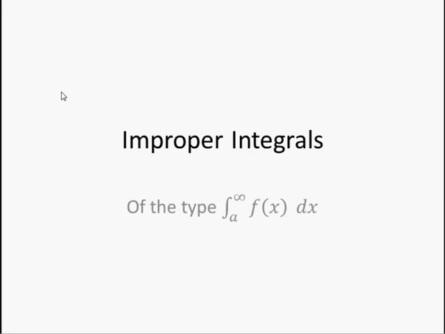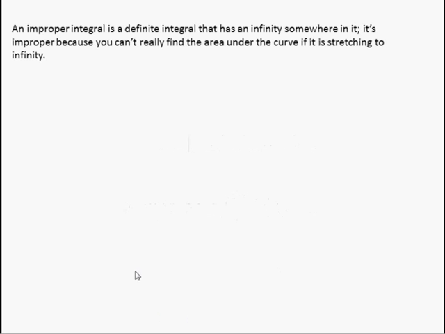Okay, this is a video for high-level maths. This is about improper integrals, specifically the type that have an upper limit of infinity. An improper integral is an integral that has some kind of infinity in it, right? You can't find the area under the curve if that area is going to go on forever and ever and ever.